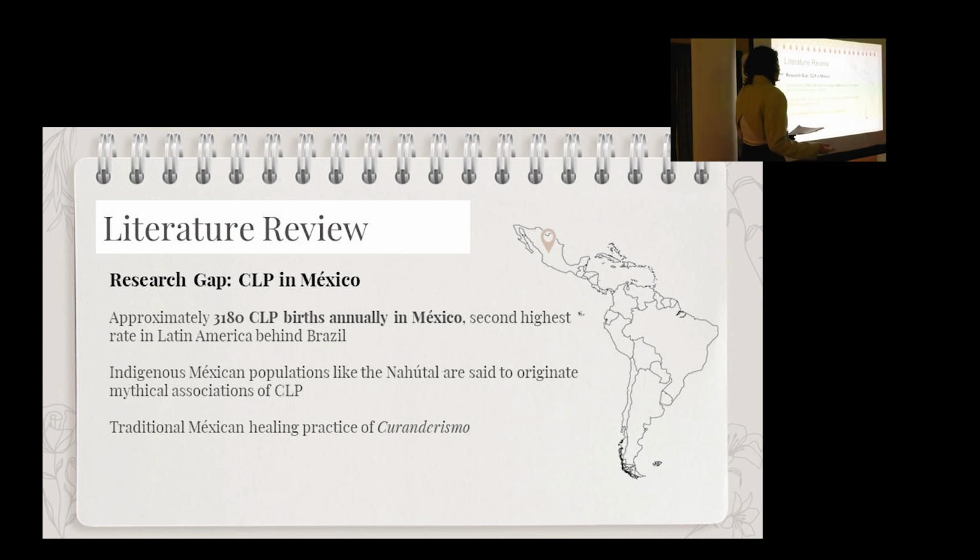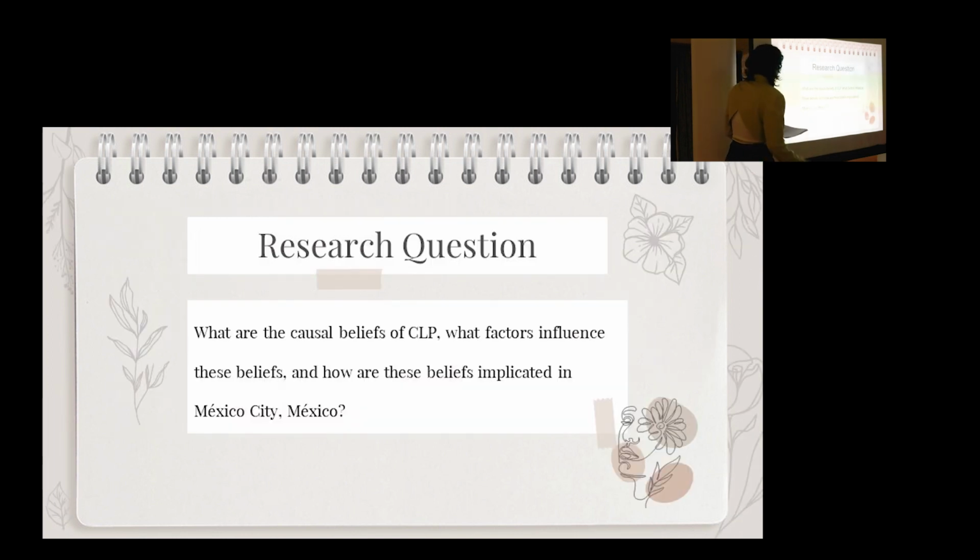And there are also studies on traditional Mexican healing practices, like curanderismo, which involves wearing amulets or metal crosses underneath your clothing to protect pregnant mothers against a lunar eclipse, which is a believed cause for CLP in cultures. So this leads me to my research question.